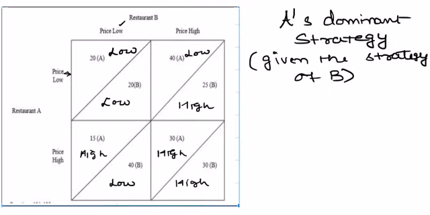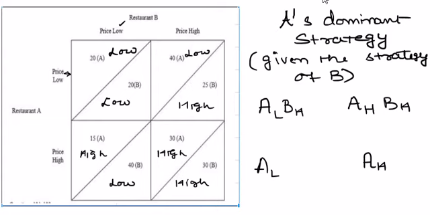So I will first of all find out A's dominant strategy given the strategy of B. For that purpose, I will compare when A keeps the prices low with the situation when it keeps the prices high, given that B is keeping high price. And I will compare A keeping low price and A keeping high price with the decision when B is keeping low price. Okay, let's find out all the figures.